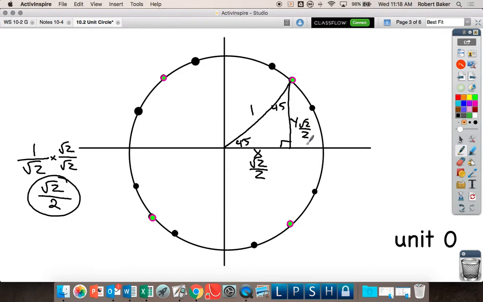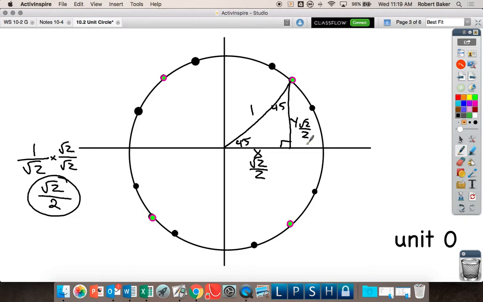Square root of 2 over 2. That sounds so weird. Does that even do anything? Where did the 1 come from? That is the radius of the circle. So no matter where I go from the origin to the outside of the circle, it's always going to be 1 unit long. So what was even the point of doing that?